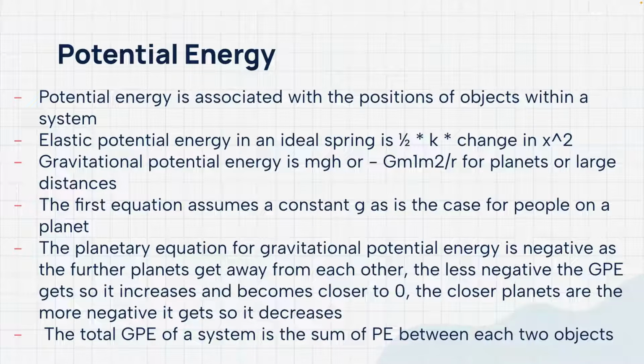The first equation assumes a constant g, which is the case for people on a planet. The planetary equation is negative. As the planets get further away from each other, the less negative the GPE gets, so it increases and becomes closer to 0. But the closer the planets are, the more negative it gets, so it decreases. The total GPE of the system is just the sum of PE between every single two objects in the system.